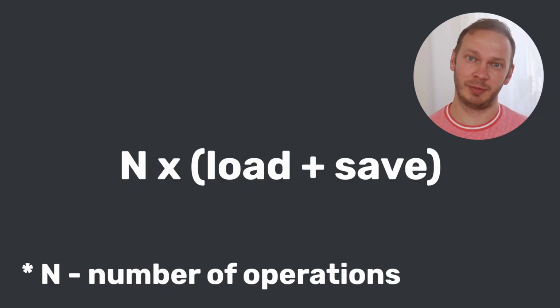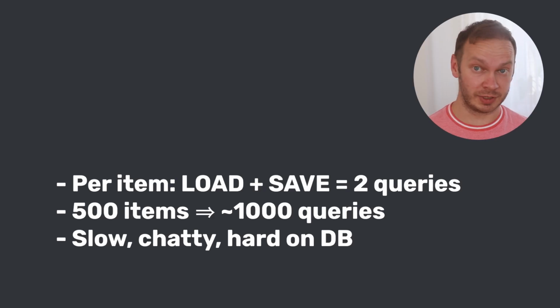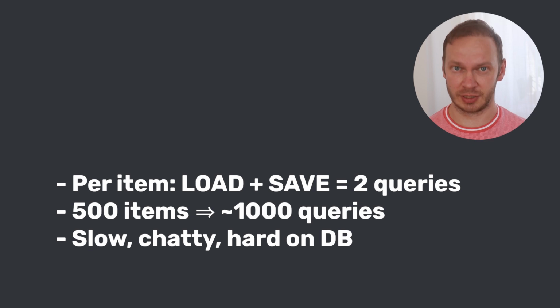Here is the classic Magento 2 anti-pattern, an N multiplied by load plus save loop. It works fine with a few reviews, but there is a hidden problem. For 500 reviews, that's already 1000 queries, and it gets worse as your dataset grows. This is what I call the N multiplied by load and save loop anti-pattern. It looks clean in the code, but it scales terribly in production.